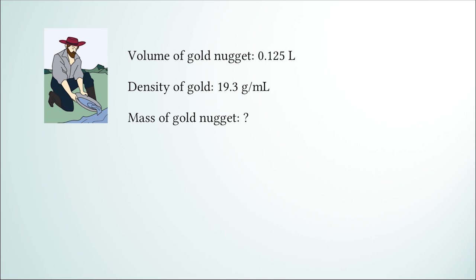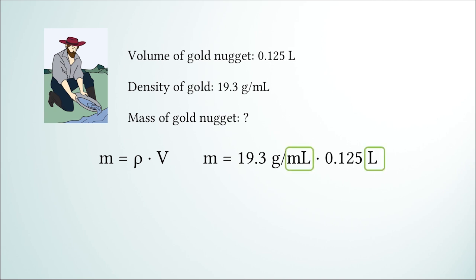We begin with our density equation of rho equals mass over volume, but we need the mass of the nugget, so we can rearrange the equation so it solves for mass. By multiplying both sides by volume, we get mass equals density times volume. Now we can plug in our numbers for volume and density. We have 19.3 grams per milliliter times 0.125 liters. Well, our volume units aren't the same, so we need to convert our volume measurement of 0.125 liters to milliliters.